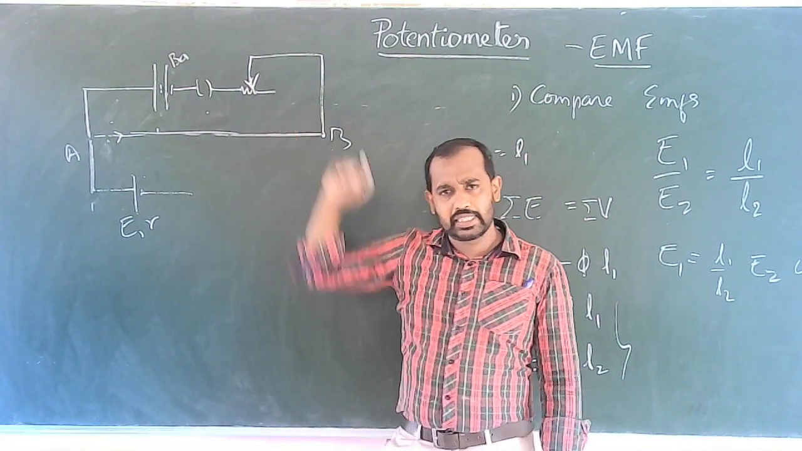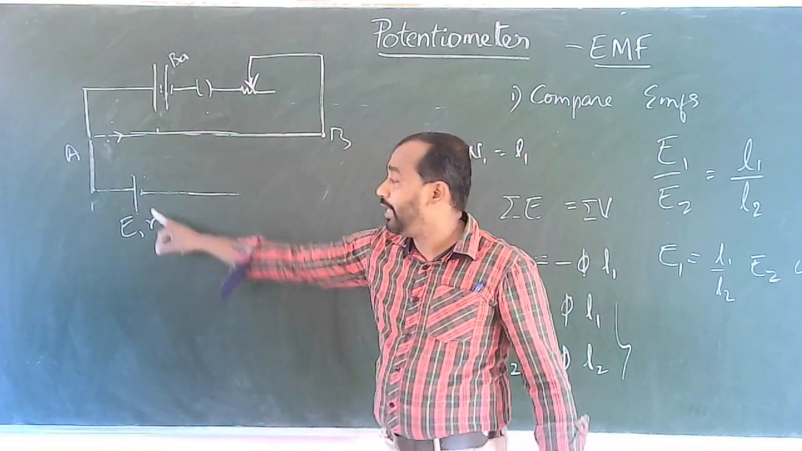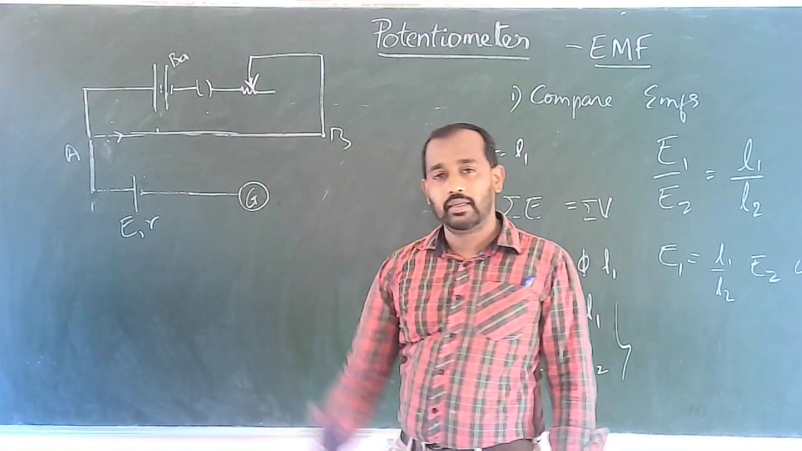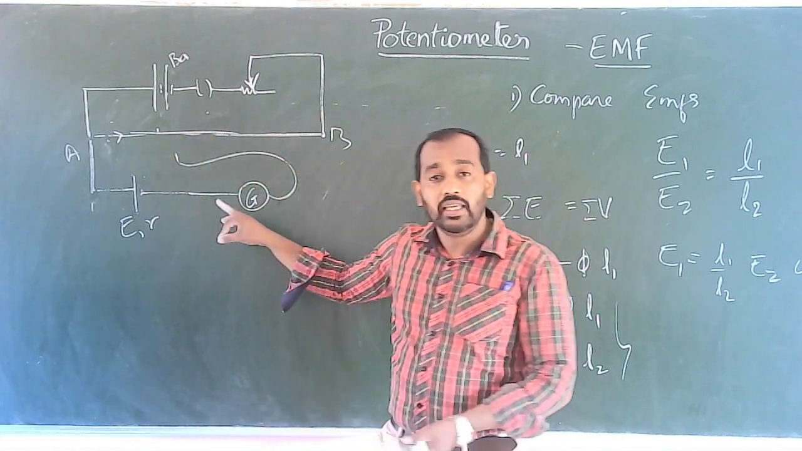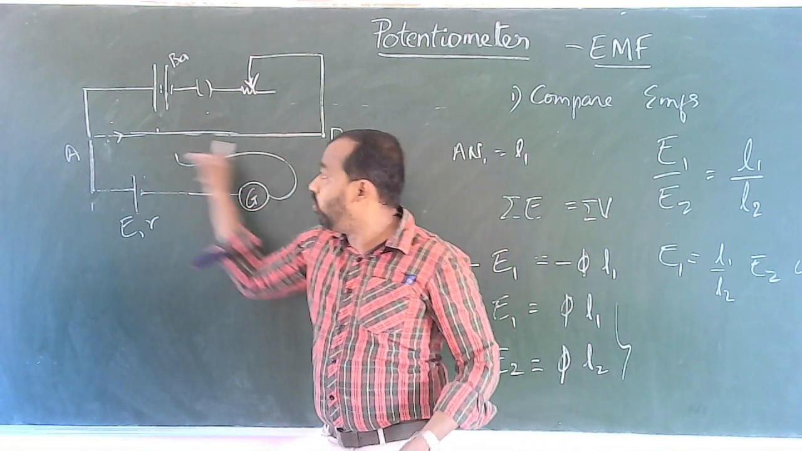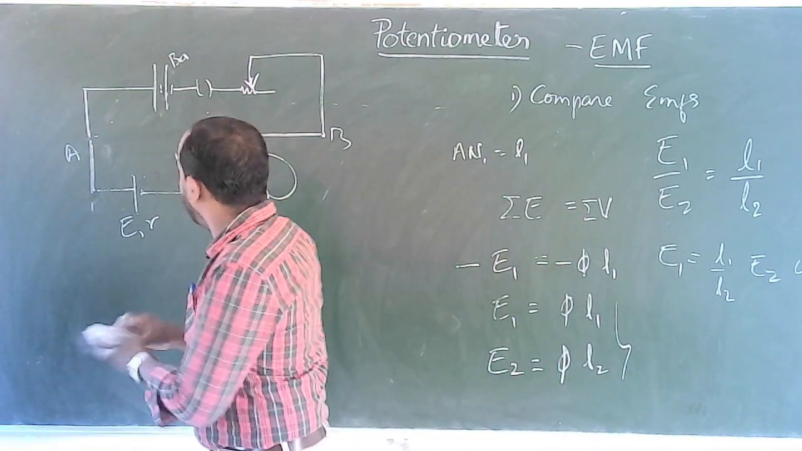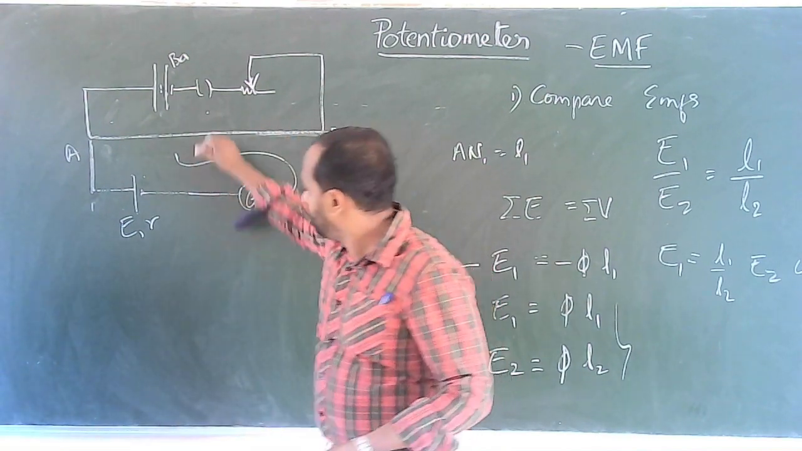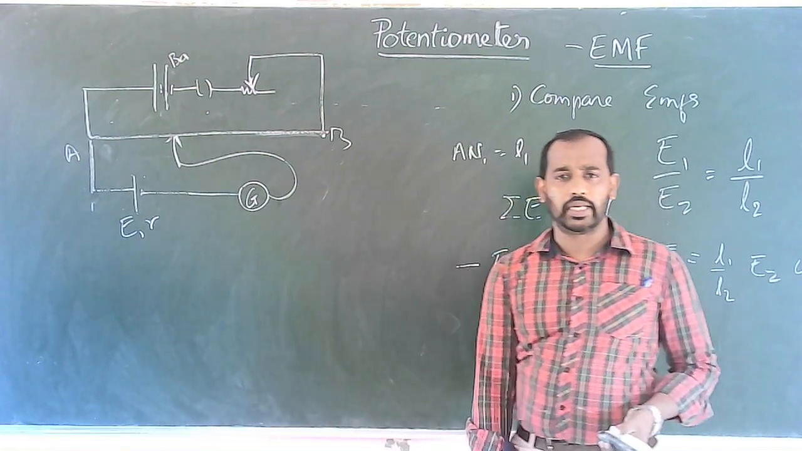The battery is connected in the same manner. Again here also the negative is connected to the galvanometer. Then it is connected to the sliding contact, which is capable of sliding over the length of the potentiometer wire. So here we will take a single wire. This is how we are going to draw the diagram.